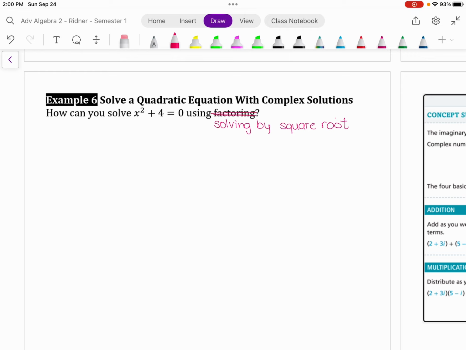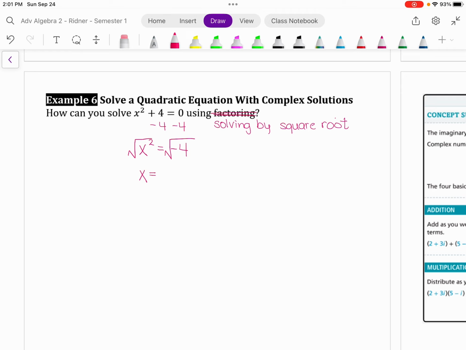If this was just x, you would tell me, hey, Miss Reidner, you need to subtract 4 on both sides. Well, hey, guess what? That's still true. So 0 minus 4 is negative 4. Now we have that x squared equals negative 4. So to undo that, we need to square root both sides. So I'm left with x on this side.